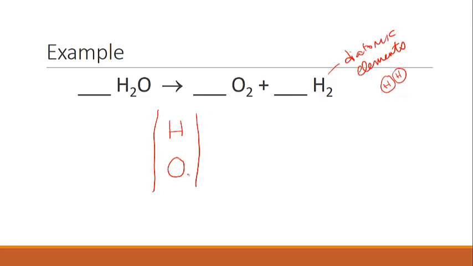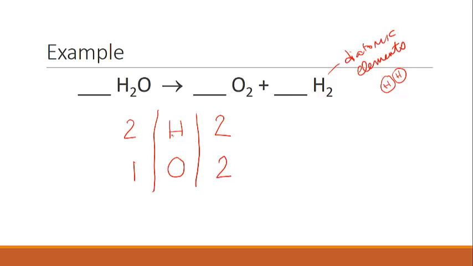So what I do is underneath my arrow, I list all of the elements that are represented in that chemical reaction. Then I count up how many of each type of atom are on each side. So on the left side of the reaction, we have the reactants. In H2O, there are 2 atoms of hydrogen and 1 atom of oxygen. In the products, I'm going to do a separate count. I have 2 atoms of oxygen and 2 atoms of hydrogen.